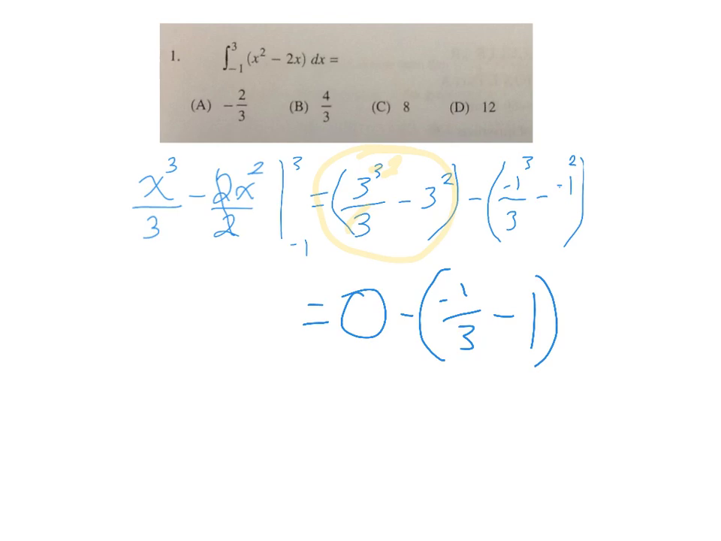Okay, so this now becomes -4 thirds, and then the negative on the outside makes this whole thing +4 thirds. So our answer becomes +4 thirds. And if we go up into our answer key, we're looking at B.